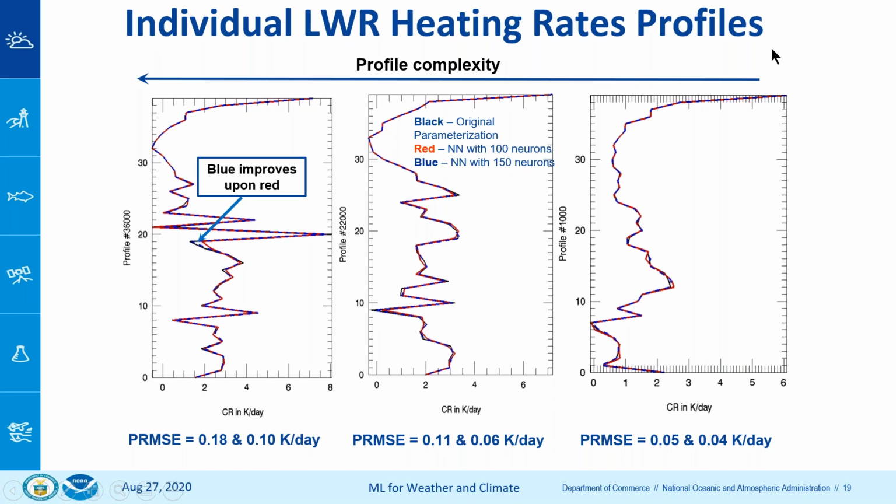Here you can see individual heating rate profiles for long wave radiation. And the complexity of the profiles increases from the right to the left. It means that the cloudiness situation becomes more complex from the right to the left. And the black line shows profiles from the original radiative transfer RRTMG parameterization. And you probably cannot see this black line except in several places, because actually the neural network approximation is very good. The red curve shows a shallow neural network with 100 neurons in the hidden layer, and blue with 150 neurons. And you can see that when, for example, here, red is not perfect, blue corrects this approximation for this spike.